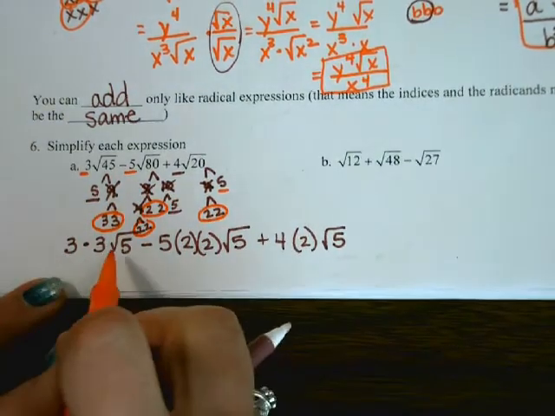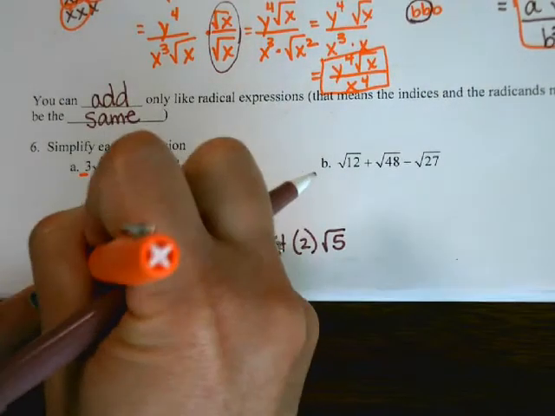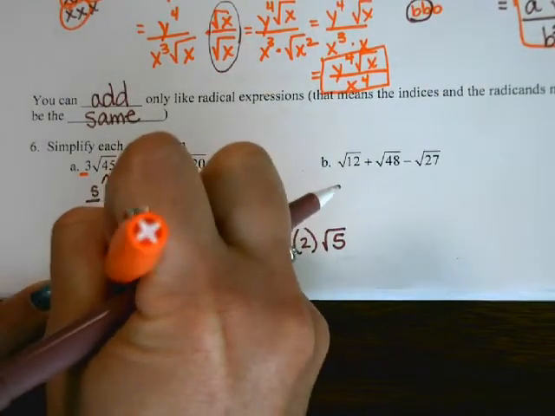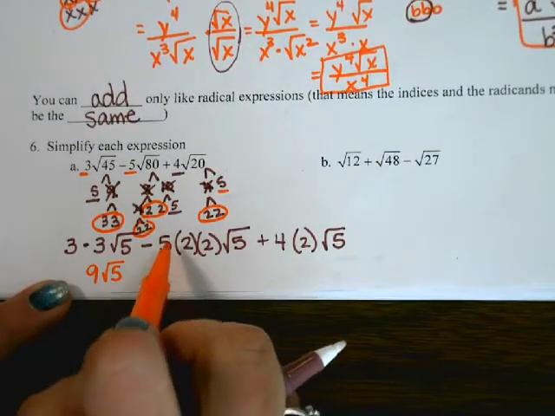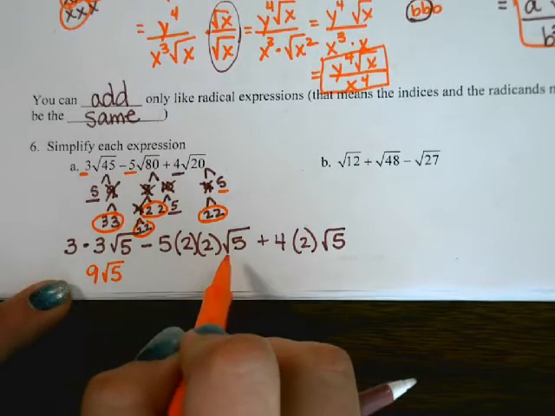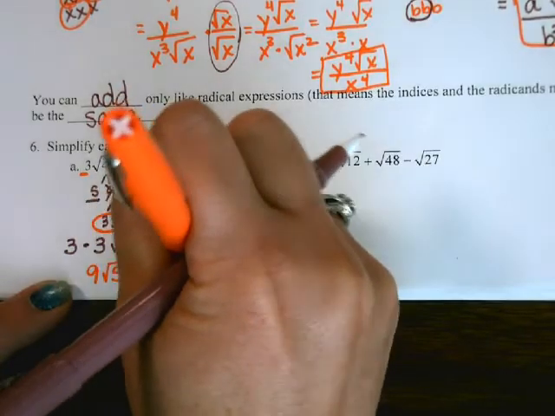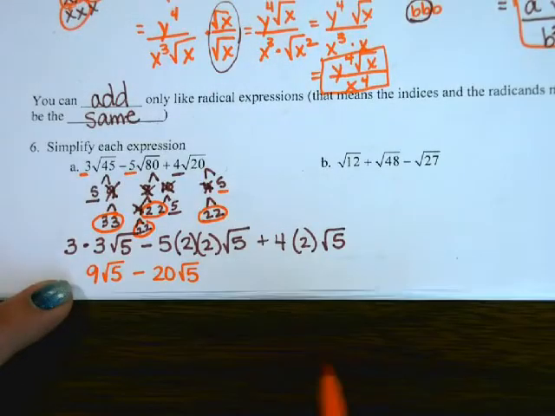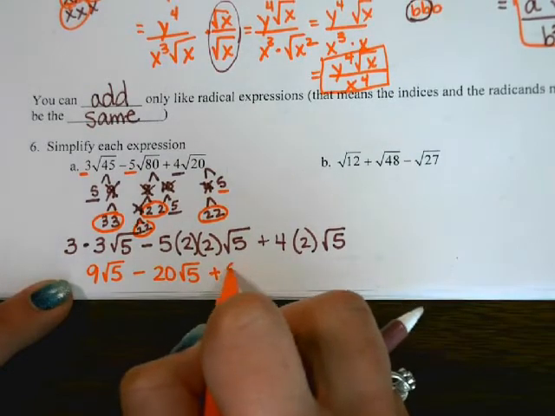So I had a group of 3s that came out of the first one with the 3 out front. So that guy ends up being 9 square roots of 5. And then I had a 5 out front already with a negative sign. Times 2, that would be 10. Times 2 more, that would be 20. So this guy is minus 20 square roots of 5. Plus 4 times 2 is 8 roots of 5.